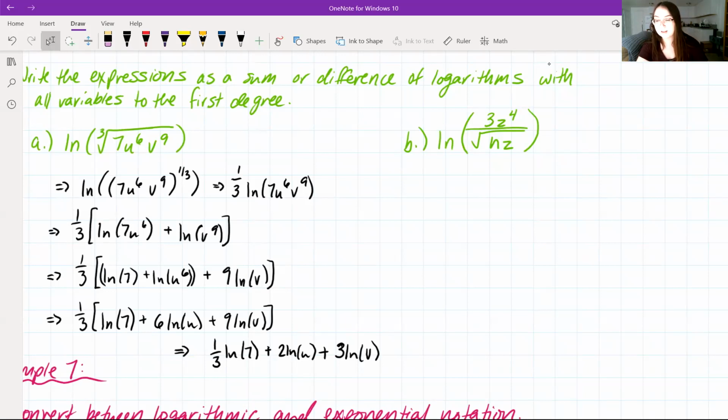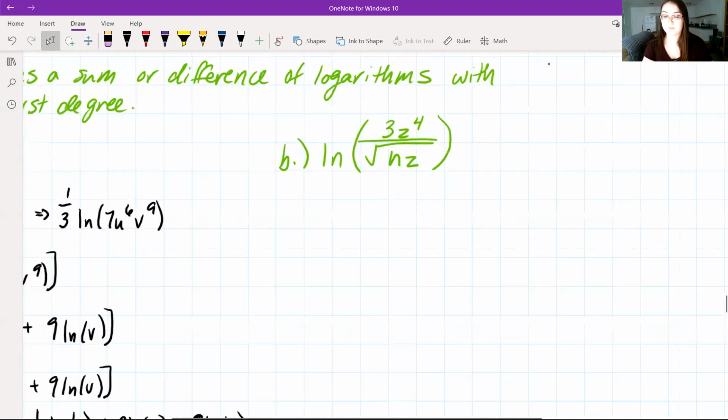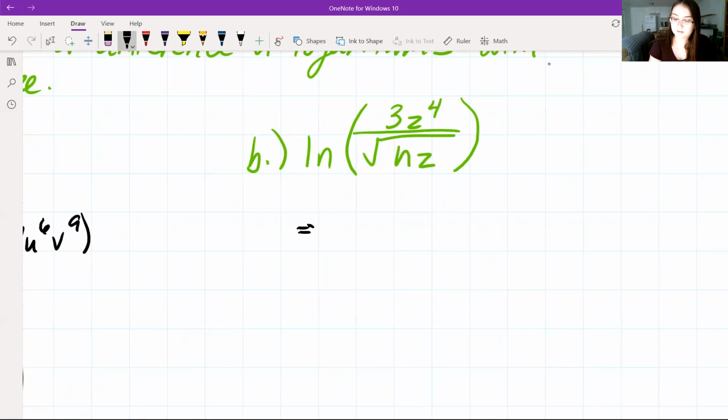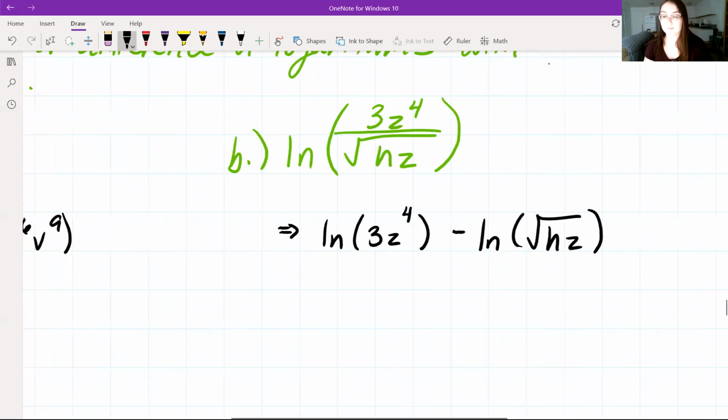So now we can move on to part B. So in this case, we have a value divided by another value. So the first thing we want to do is use our quotient rule. So by first using our quotient rule, we end up simplifying this to the natural log of 3z to the 4th minus the natural log of the square root of h times z.